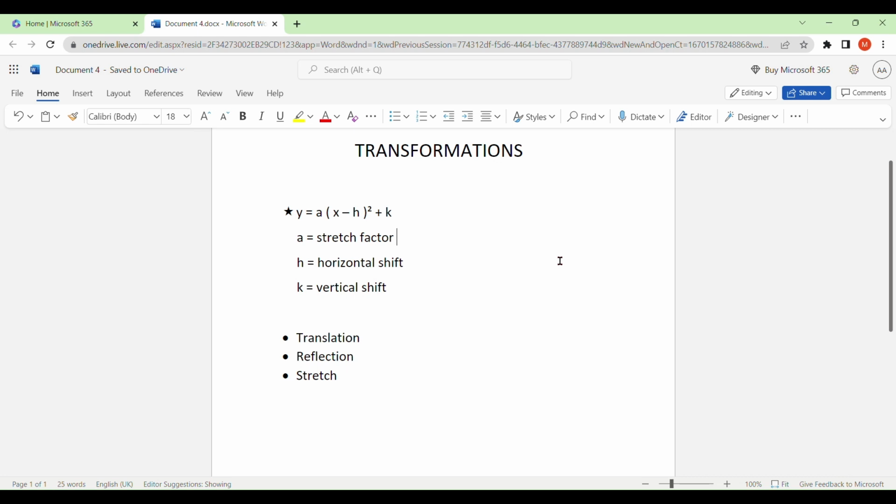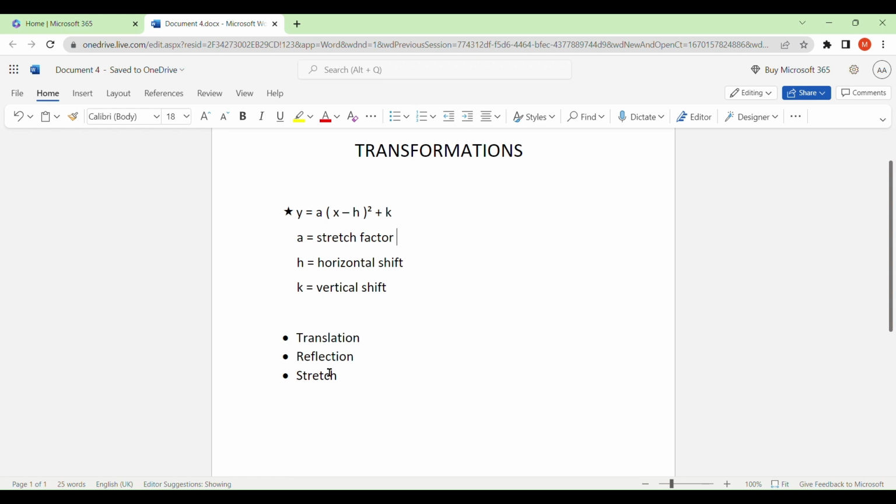There is a general formula you need to revise for this chapter, which is y is equal to a times (x minus h) whole squared plus k, where a is the stretch factor, meaning by how many units the x or y coordinates have been stretched. H is the horizontal shift, meaning by how many units the x coordinates have been shifted along the x-axis. K therefore is the vertical shift, meaning by how many units the y-coordinates have been shifted along the y-axis.